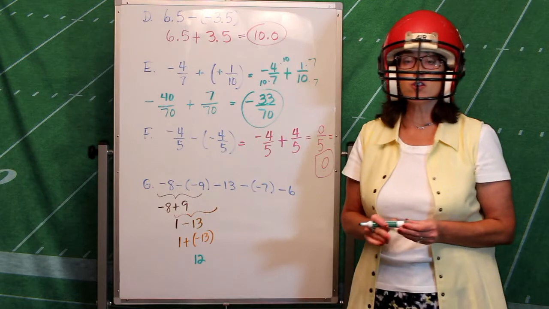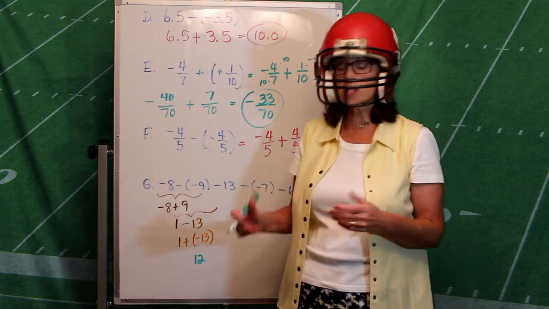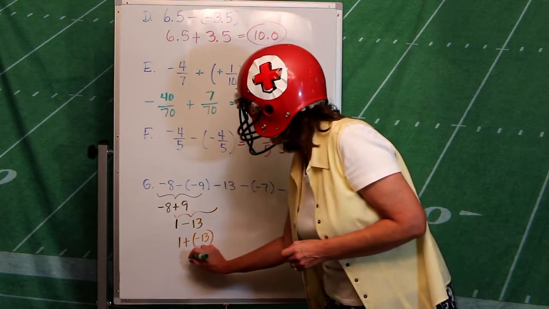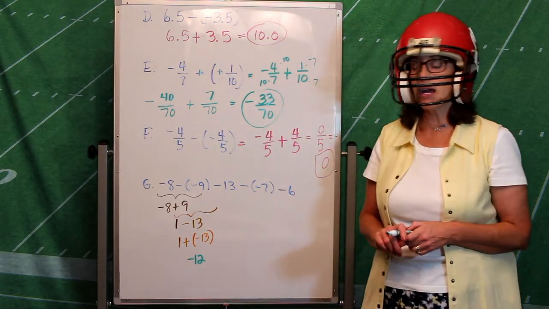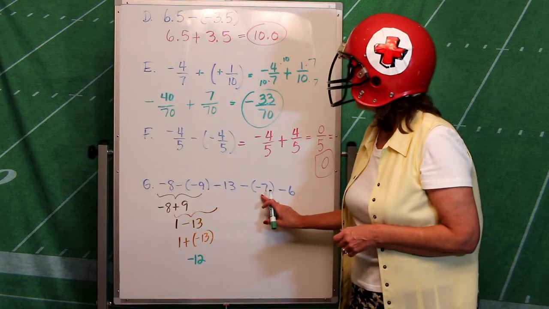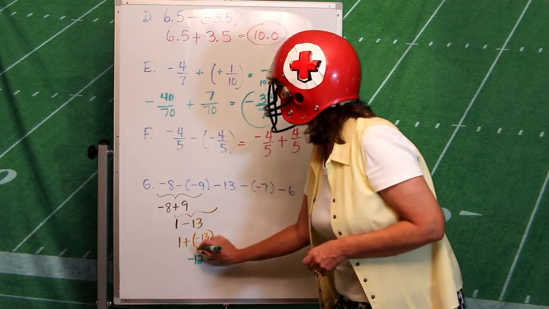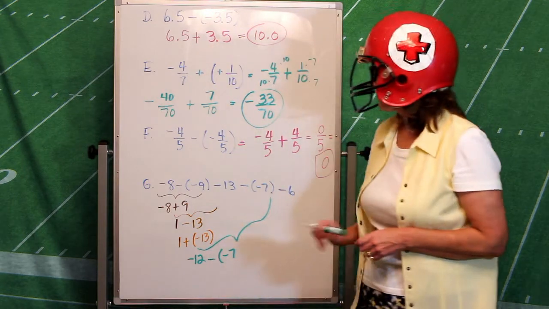And I'm going to take the sign of the larger. Well, when I ignore the signs, the 13 is bigger. So it overpowers. I will take its sign of negative, giving me a negative 12 for my answer. Now I'm going to combine that negative 12 with this minus a negative 7. Right there.